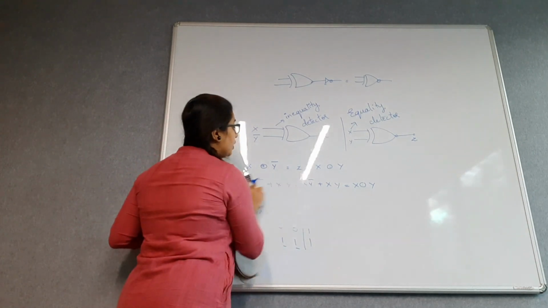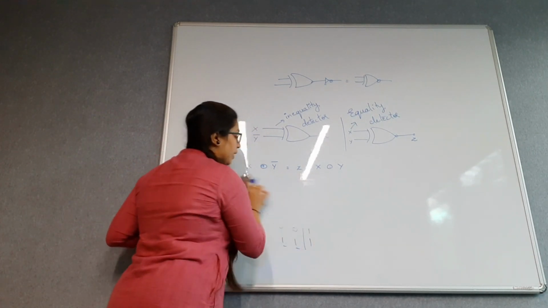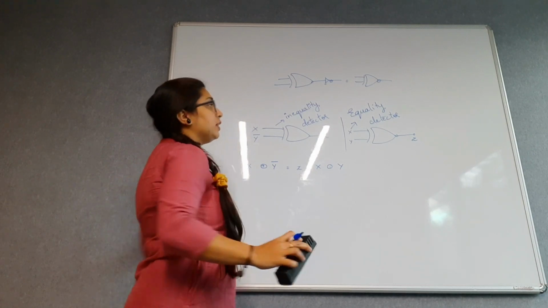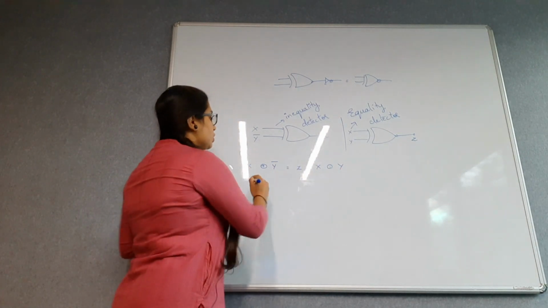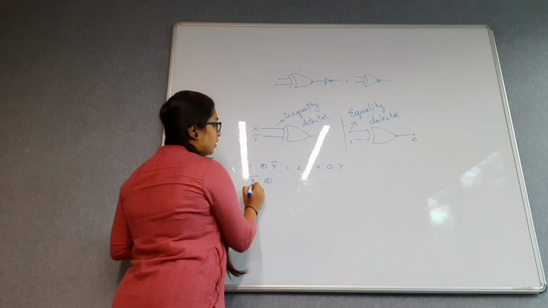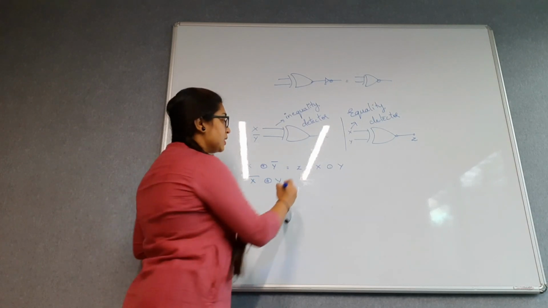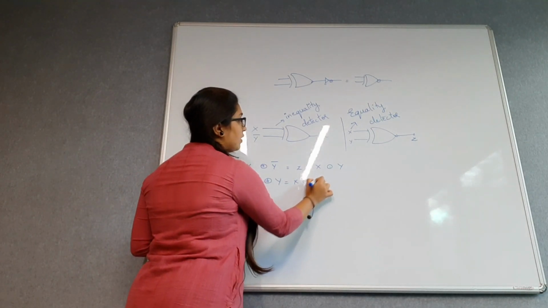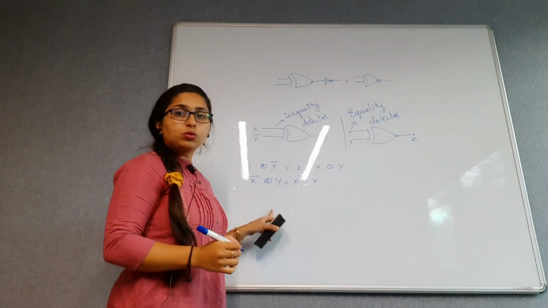So if you invert one of the inputs of the XOR gate, you get the XNOR as the output. It is the same if you invert X and keep Y as it is: again you get X XNOR Y. In the same way you can prove this also.